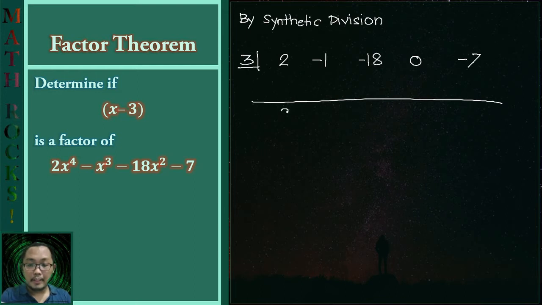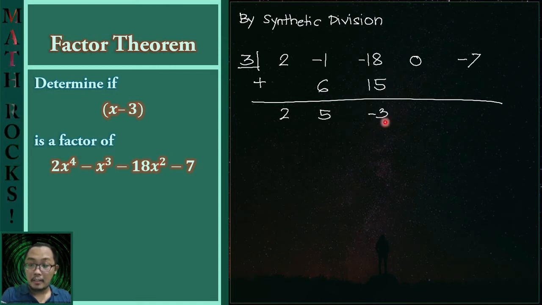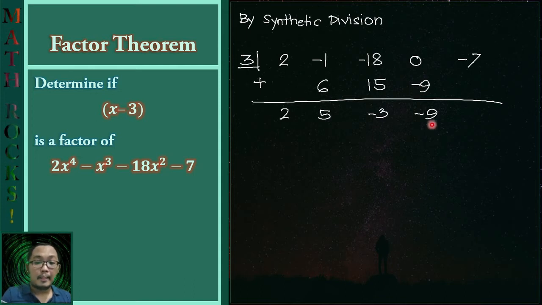Bring this down here and multiply 2 with 3, we have 6. Adding these two numbers together, we have a 5. And we simply have to repeat the process. So 5 times 3, we have a 15. Adding this together, we have a negative 3. Multiplying this, we have a negative 9. And adding these numbers together, we have a negative 9. And multiplying this gives us negative 27.